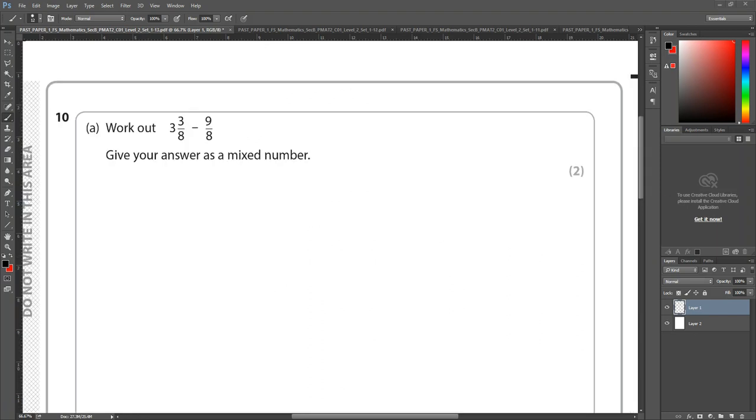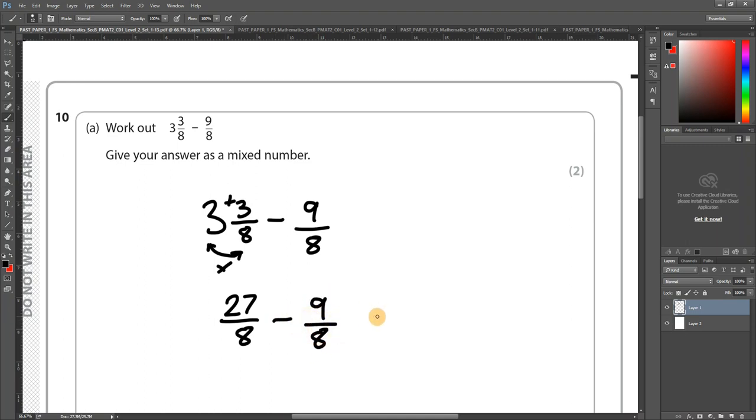Question 10a, work out 3 3/8, take away 9/8. Give your answer as a mixed number, 2 marks. So again, there's a couple of ways you can do this. The best way is if you change them all to top heavy or improper fractions. So you've got 3 3/8, take away 9/8. To change the first one to an improper fraction, you multiply these two together and you add this. So 3 times 8 gives you 24, plus the 3 is 27 over 8, and minus 9 over 8. So now your answer is going to be out of 8 as well, the same denominator. 27 take away 9 is 18.